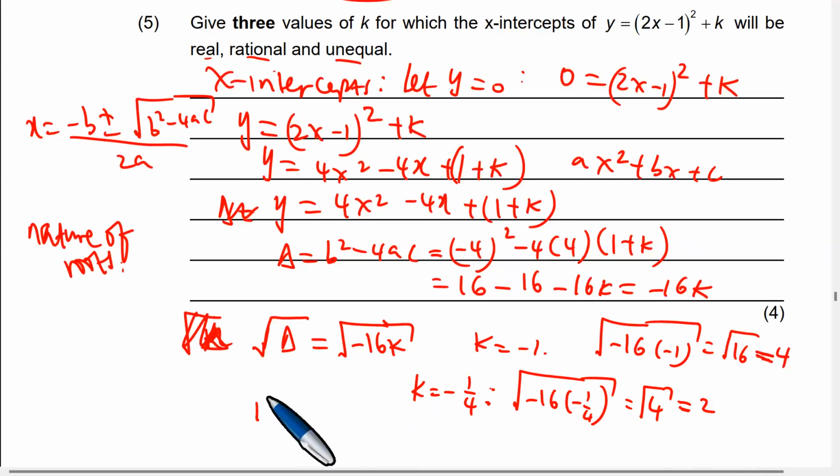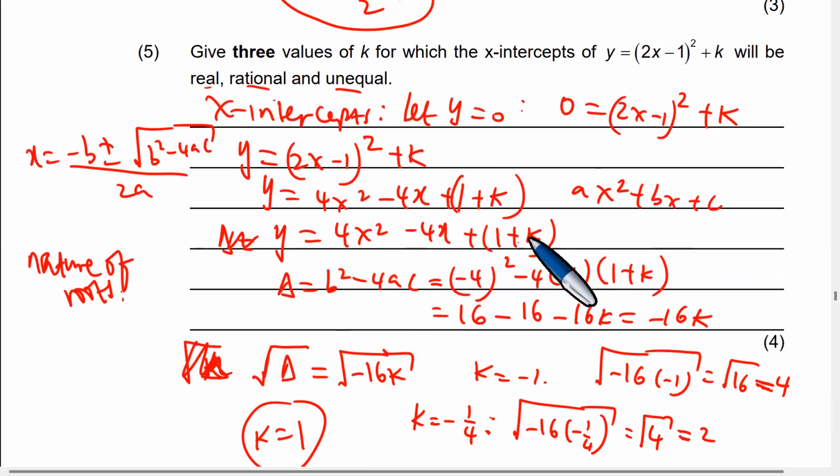So we can't say k is 1, because then minus 16 times 1 is minus 16, and the problem is not sorted out, since we have a negative under the square root. So what can k be so that we have a positive under the square root? The first one is minus 1. Then we have the square root of 16, which is 4.